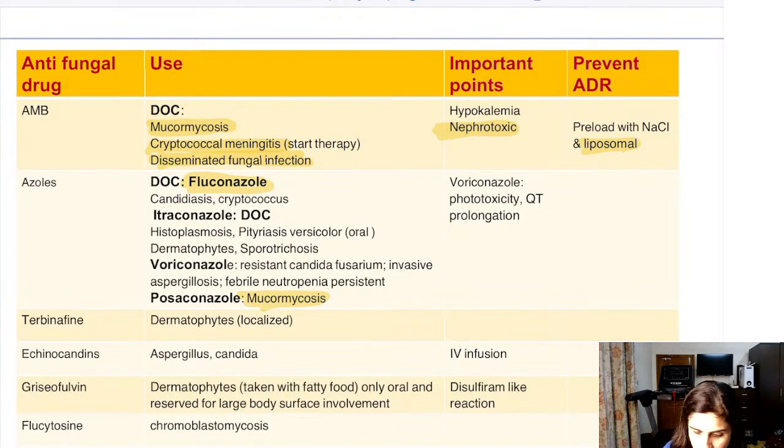Coming to the azoles, the most very frequently used जो भी हैं antifungals, तो fluconazole drug of choice for candidiasis and cryptococcus. तो meningitis में ये सिर्फ initially use नहीं होते, it is only used later on. Itraconazole, another important drug which is a drug of choice for all these histoplasmosis, pityriasis versicolor, sporotrichosis, dermatophytes के लिए use होता है.